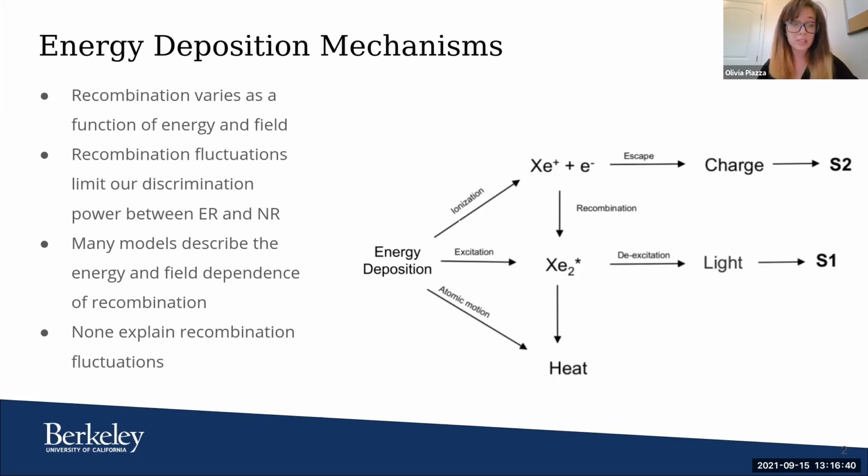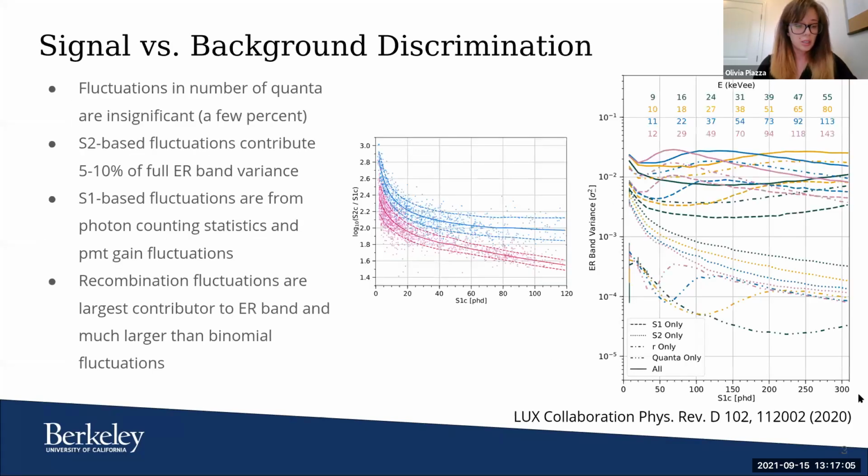While there are various empirical and theoretical models that attempt to explain this recombination probability distribution, none do so for the full energy range, and none explain recombination fluctuations. For this particular study, we were interested in dark matter energy ranges of about 15 keV and below, and so we focused on that for figuring out the physics of recombination fluctuations.